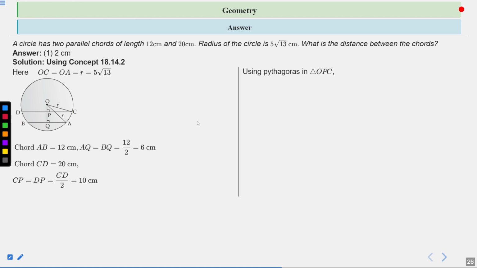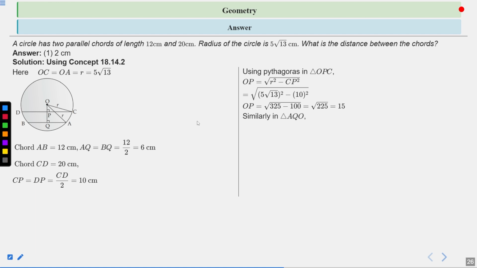Now using the Pythagoras theorem in the right angle triangle, we can say that the OP length will be under root R square minus CP square. We know the value of R, which is 5 root 13, square, minus CP, which we calculated as 10, square. So we get the length of OP as under root 325 minus 100, which equals under root 225, which equals 15 centimeter.